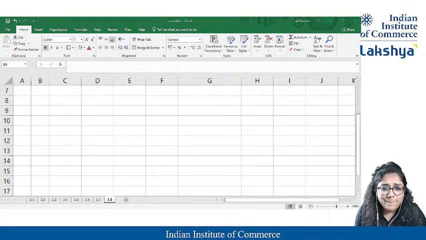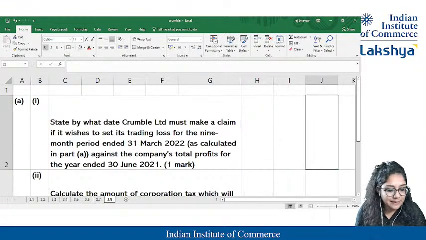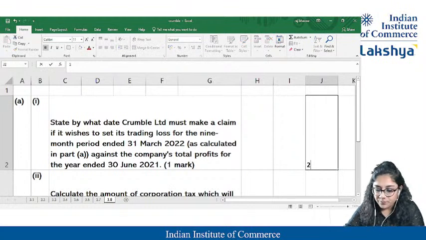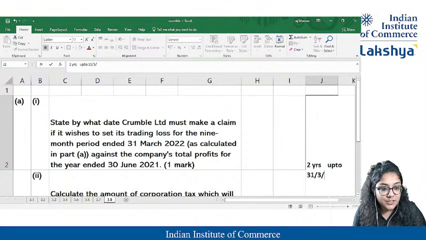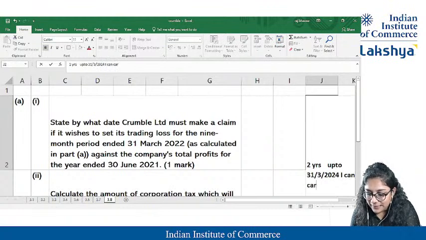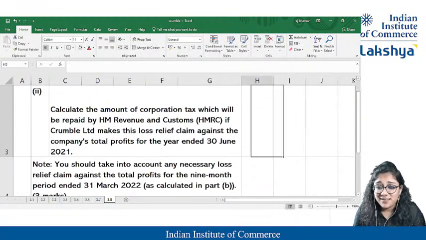Is it simple? Can I show? Basically I can carry forward it for 2 years. So I'll just write it. I can carry forward it for 2 years. And up to which date? Up to 31st March 2024. If it is 22, it's the year end. So I can carry forward my company's losses. Cool. So you get 1 mark for writing this.